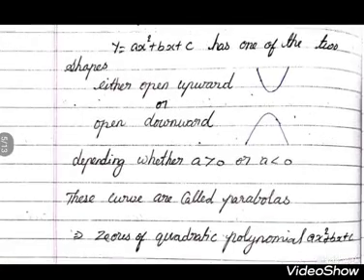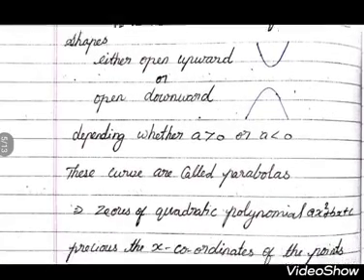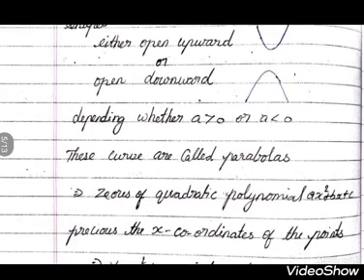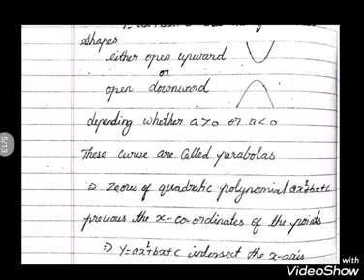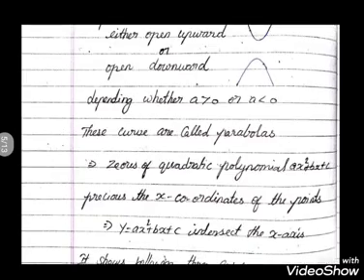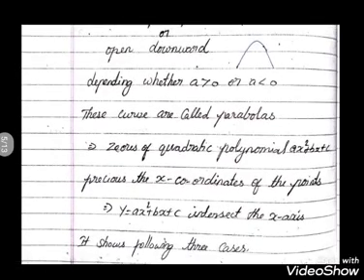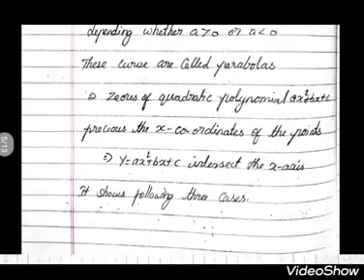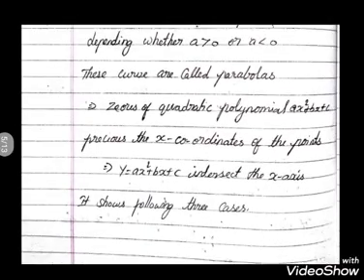So the zeros of a quadratic polynomial ax square plus bx plus c are the x coordinates of the points where y equal to ax square plus bx plus c intersects the x-axis. It shows the following three cases. One by one, we have to see them elaborately.